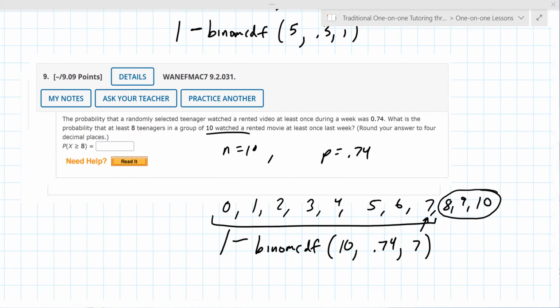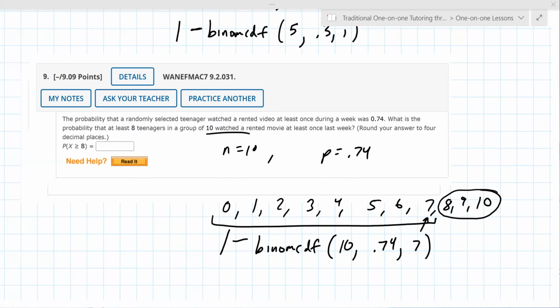Gotcha. There we go. So just 10. Let me know if there were any errors or issues on that. All good to go. Okay, let's look at number 10.